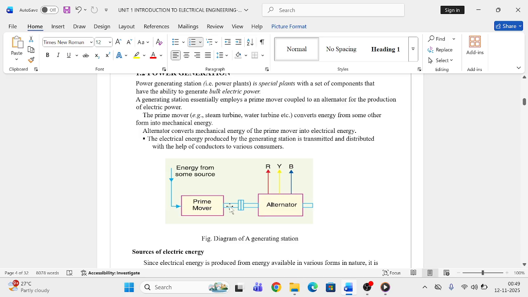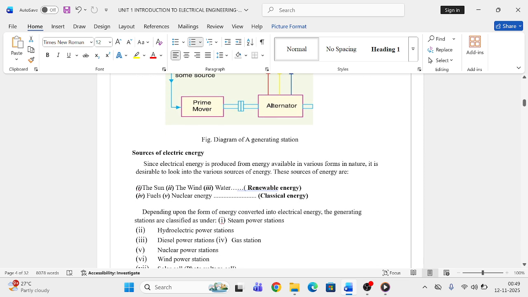Here the output of the prime mover is the mechanical energy. Here one generator is coupled with the prime mover. This alternator converts the mechanical energy into electrical energy in the form of AC. Then the generated electricity from the alternator is delivered to homes, industries and the power system.